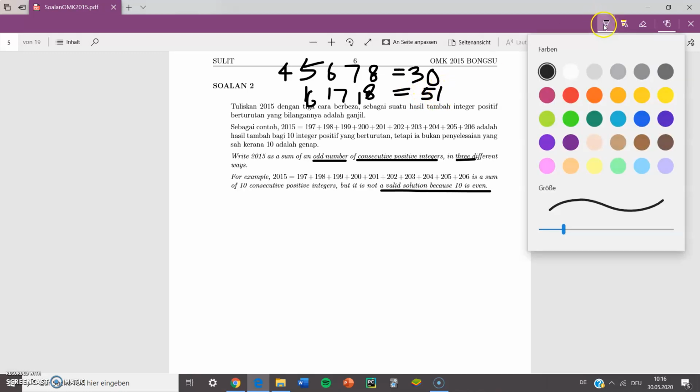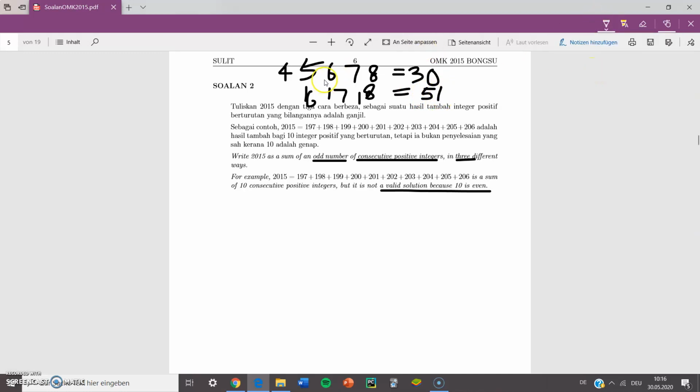Have you noticed something special already? Have you noticed this pattern? For an odd number of consecutive positive integers, the middle number is actually the average of all of the consecutive numbers. In 16, 17, 18, the average is 17, and for 4, 5, 6, 7, 8, the average is 6. So you can write 6 times 5 equals 30 and 17 times 3 equals 51.